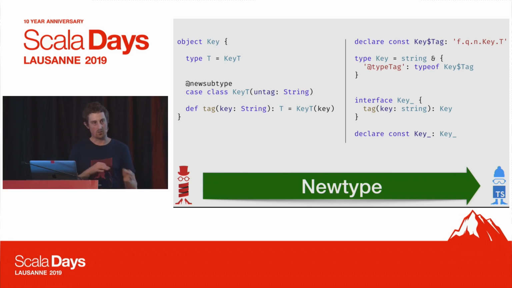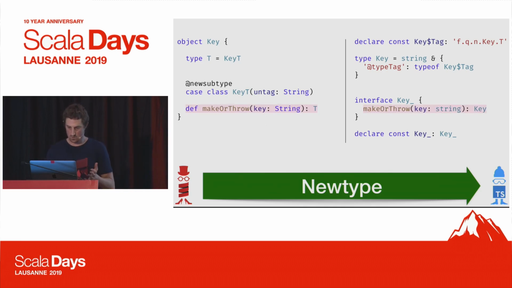That means that the only way to create a value of that type is with this tag method, unless you're being deliberately nefarious and you cast to the tag type. To create a refinement, instead of supplying something that simply tags, you want to supply something that checks and tags. Ideally, you'd return an either. There wasn't enough room on the slide, so I'm just going to throw.